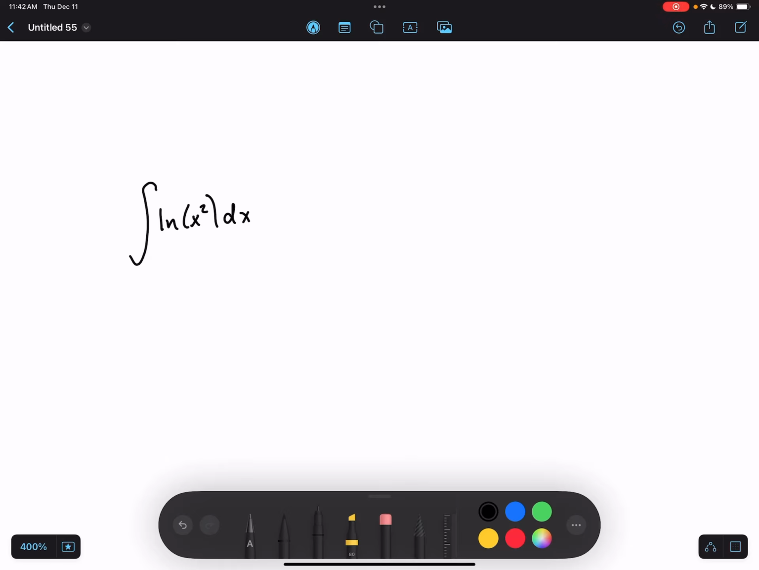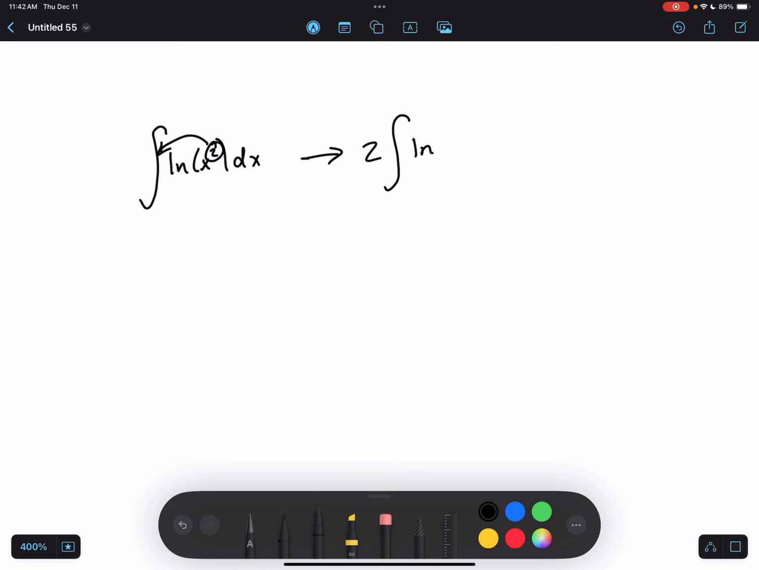We have the integral of the natural log of x squared. Now, there may be multiple ways to tackle this problem, but the first thing that I want to do, just to clean this up for myself, is pull this squared out front using log properties. So I'll do 2 times the integral of the natural log of x dx.